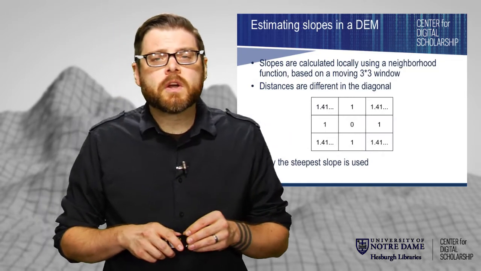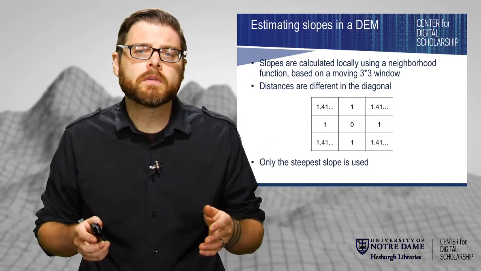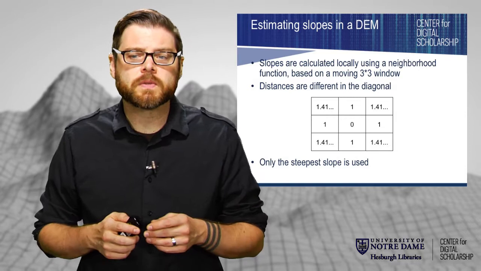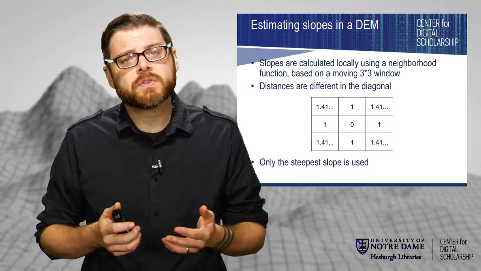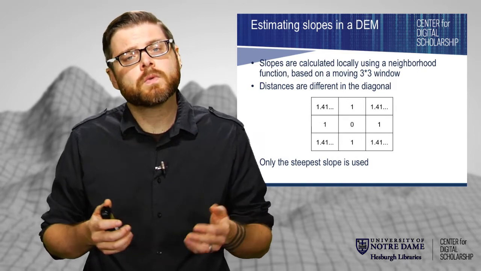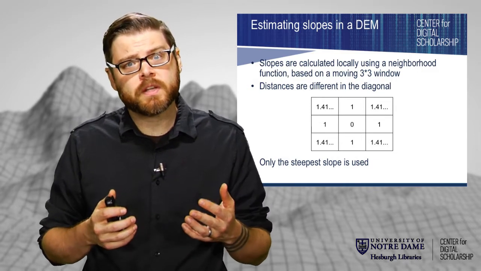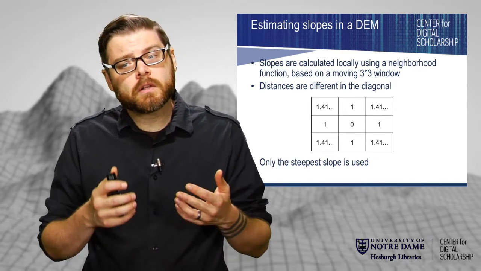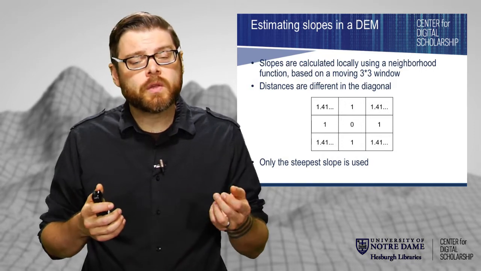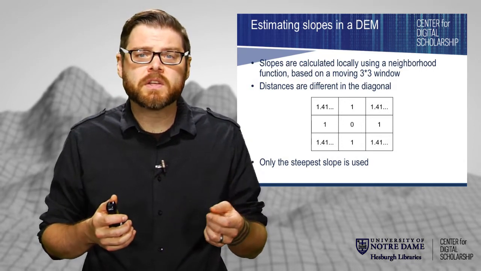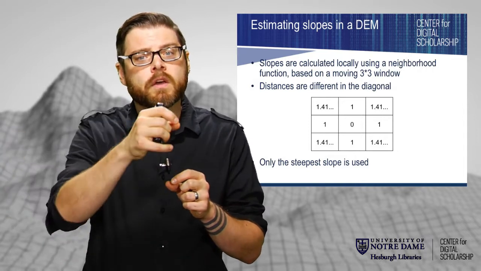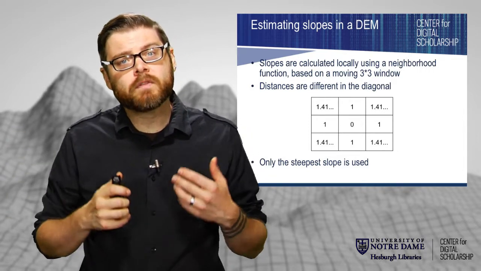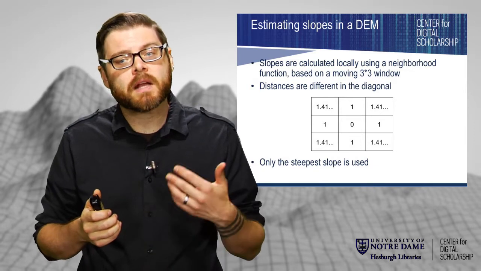So let's first start talking about how we would calculate the slope for one of these digital elevation models. The slopes are calculated locally using a neighborhood function. So just like we talked about in the second module where we were dealing with filtering on raster images, it's relatively close to the same. We're essentially calculating the slope based on the difference in elevation from one pixel over the distance to all of the other pixels that surround it. And whatever the maximum is going to give us a measure of the maximum slope.